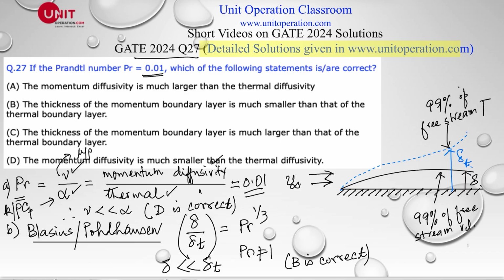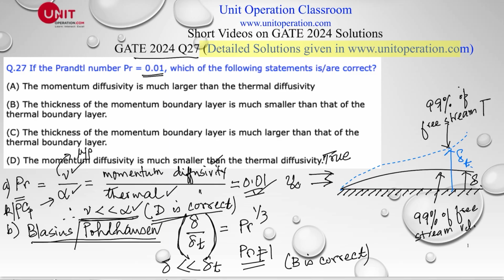So quite automatically, since it's such a small quantity, momentum diffusivity is much smaller than the thermal diffusivity, and therefore D is the correct option. So this is true. Secondly, we know from Blasius and Pohlhausen's approximation, they have done an approximate analysis of the momentum and the thermal boundary layer together.